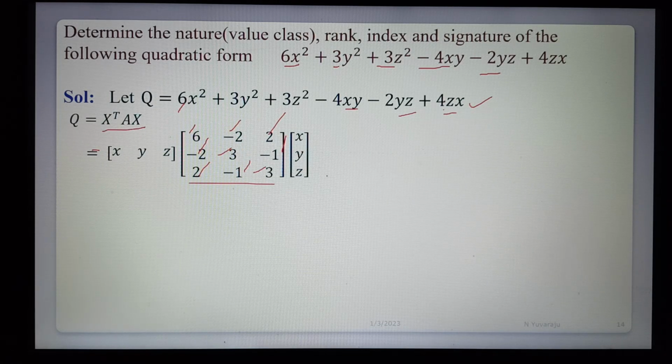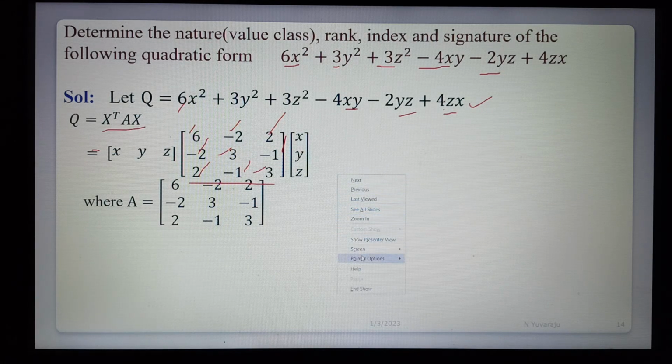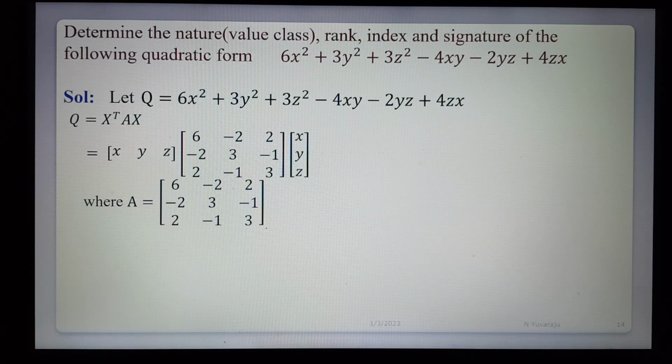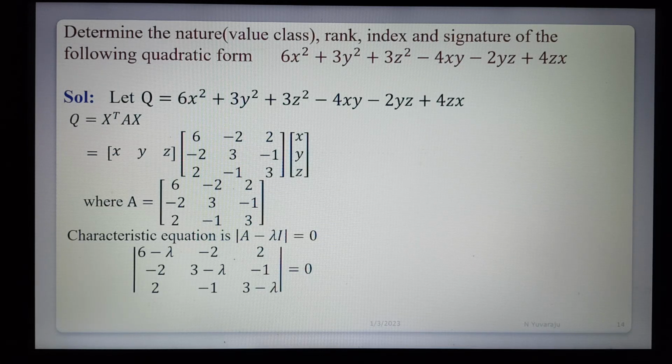Okay, this is a matrix notation, that is, the coefficient matrix A is equal to [6, -2, 2; -2, 3, -1; 2, -1, 3]. Okay, next one, now finding eigenvalues. The eigenvalues of the given matrix A: the characteristic equation is determinant of A minus lambda I is equal to 0. So that is the determinant of [6 minus lambda, -2, 2; -2, 3 minus lambda, -1; 2, -1, 3 minus lambda]. So now finding the determinant of this and equating the equation to 0.